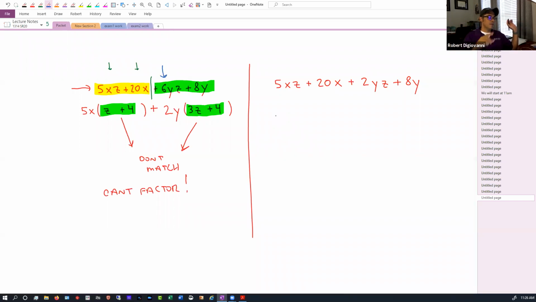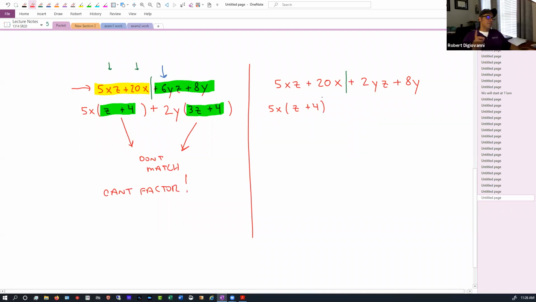So then I count the terms, 1, 2, 3, 4. Once I count 4, I split it. Right after the second term, I split it. And then I do my GCF on each one again. So when I do my GCF on the first one, nothing is going to change. I'm going to get 5x, then I'm getting z plus 4.